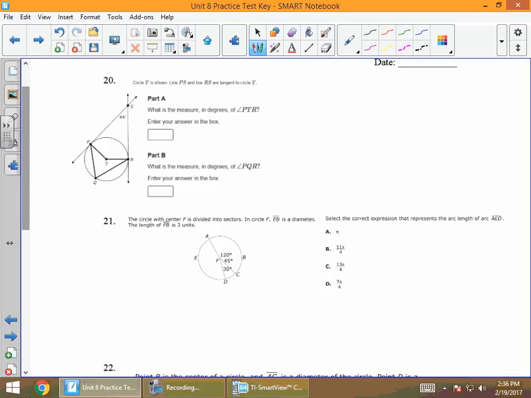So question number 20 says circle T is shown, line PS and RS are tangent to circle T. I know this, if they are tangents, then tangents and the radius make up 90-degree angles. So those there are 90s. I'll write in 90. And what is the measure in degrees of angle PTR? So down here, PTR.